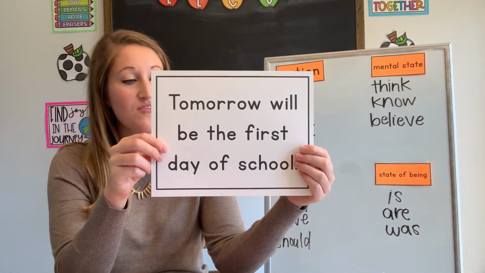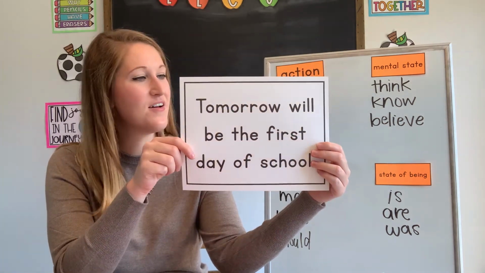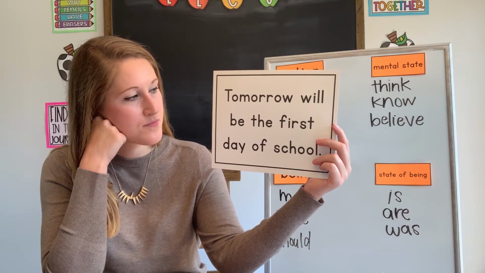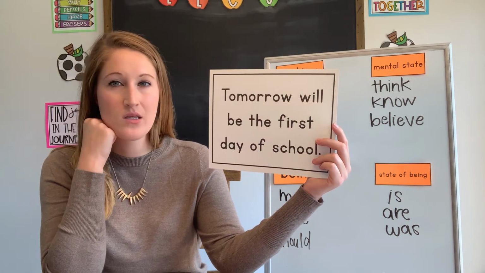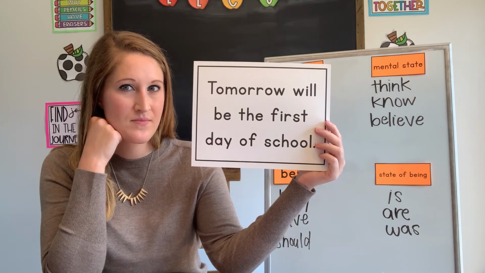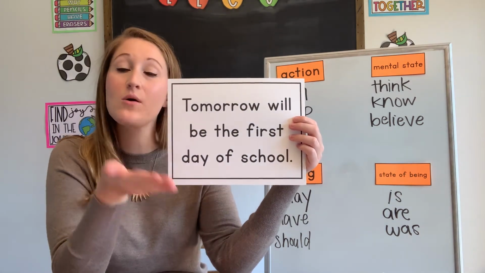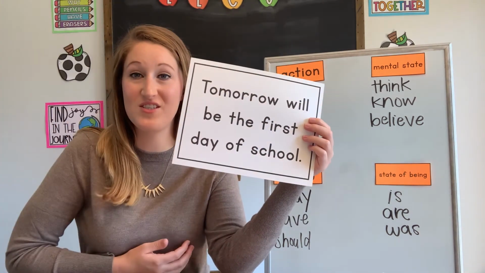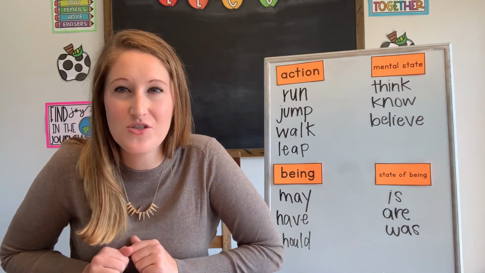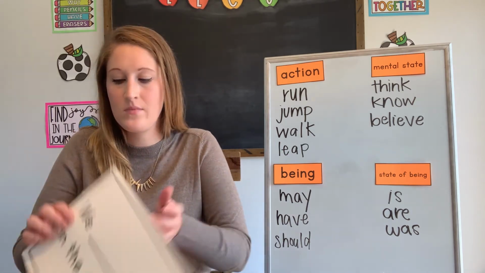Tomorrow will be the first day of school. How exciting. What do you think? This one's kind of tricky. Good, it's will be, right? That's what's happening. It will be. Tomorrow will be the first day of school. Awesome. All right, now it's your job to figure out what verbs we can put into our sentences.